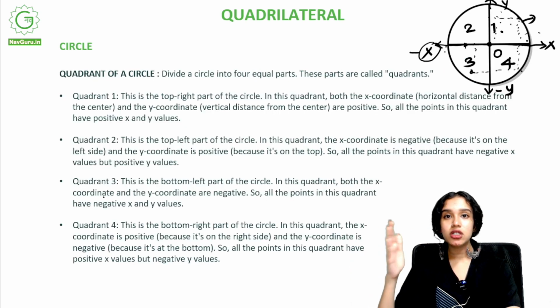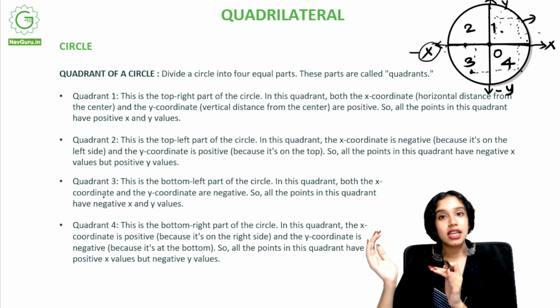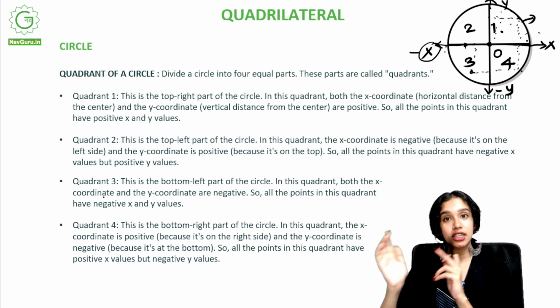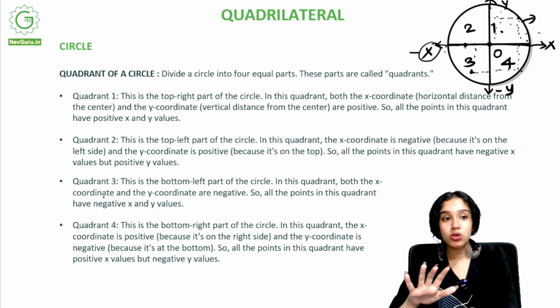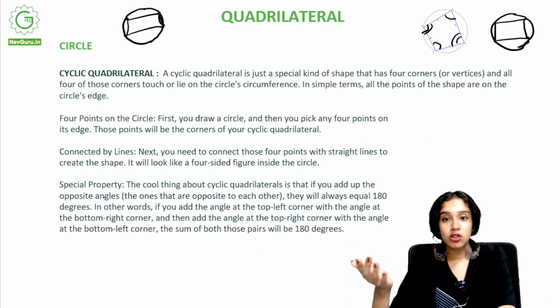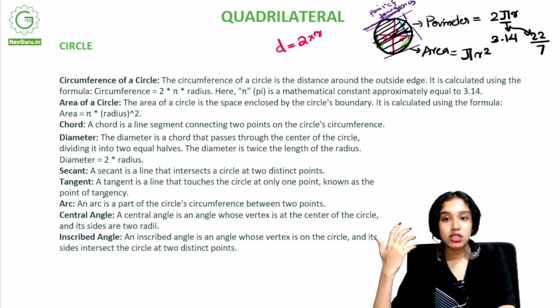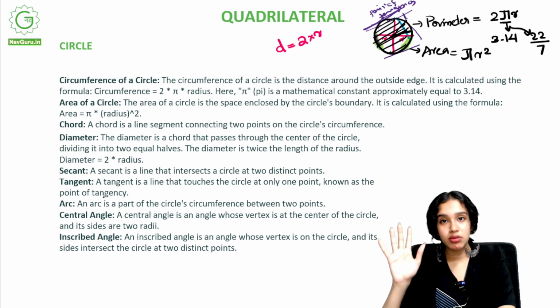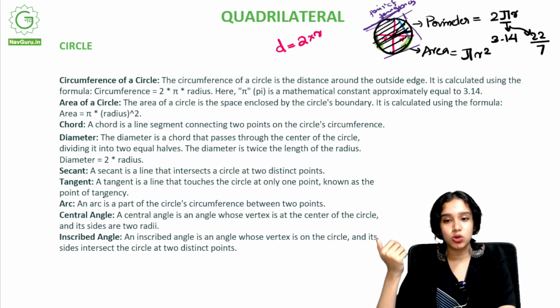Now we talked about four quadrants. The first quadrant where x and y are positive, the second quadrant where x is negative and y is positive, the third quadrant where x and y both are negative, and the fourth quadrant where x is positive and y is negative. Then we talked about cyclic quadrilaterals: when we take a circle, put four points on it, and connect them, the figure we get is called a cyclic quadrilateral. We also talked about important formulas of the circle: area is equal to pi r square and perimeter is equal to 2 pi r.